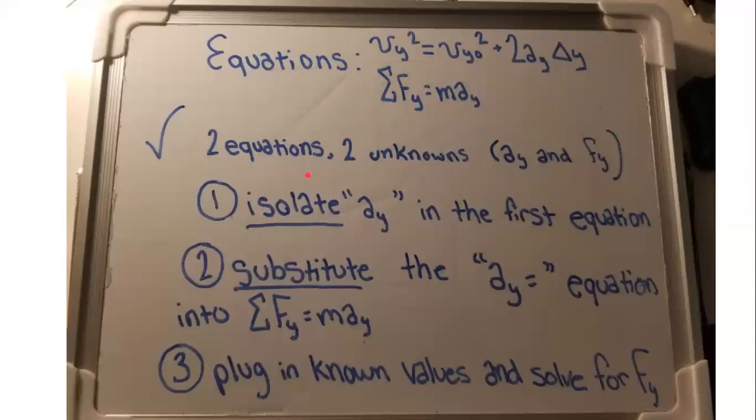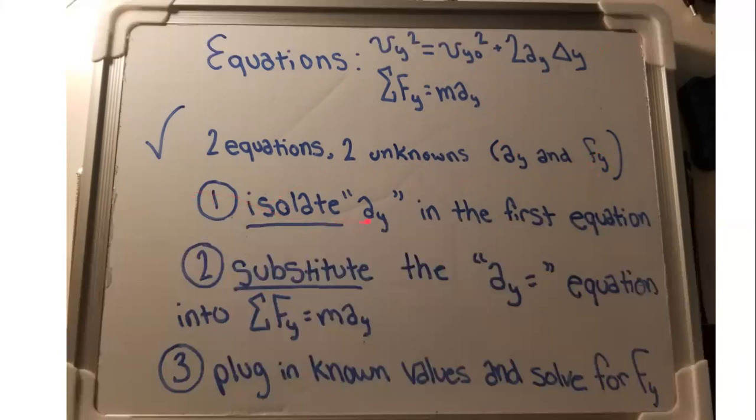We have two equations and we have two unknowns, which is nice because then we can solve it. Our two unknowns are acceleration in the y direction, and we're going to need that to solve for the force applied in the y direction, which is the same as the force applied by the pitcher to get the ball at that upward speed.